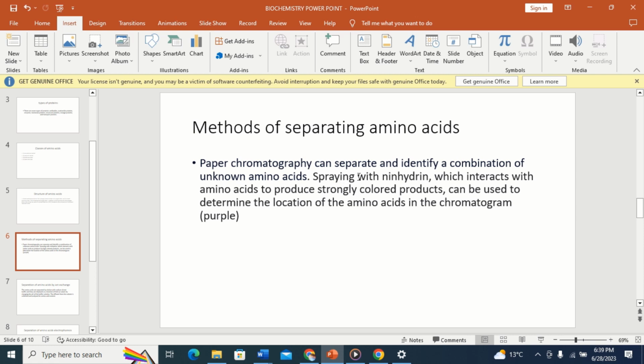That is, paper chromatography can separate and identify the combination of known amino acids. Spraying with ninhydrin. So this ninhydrin, when you apply it on the spot where we have those mixtures, it will be able to separate them into several distances so that you can see each of them. That is how it reacts strongly with the colored product. So it can be used to determine the location of the amino acids in the chromatogram. That is purple in color.